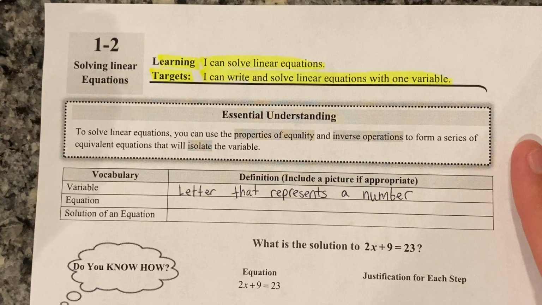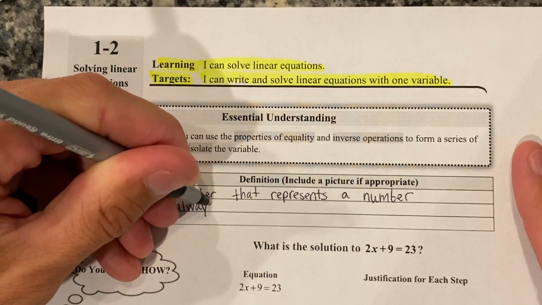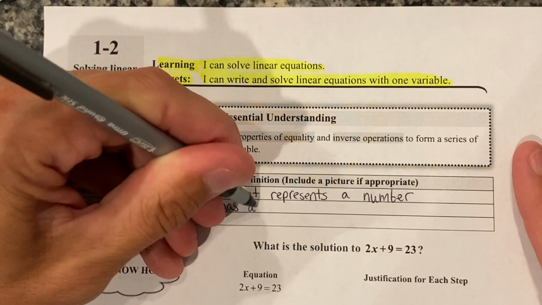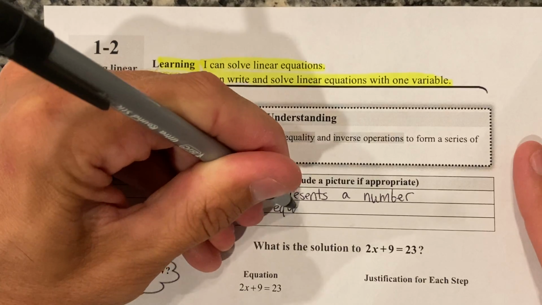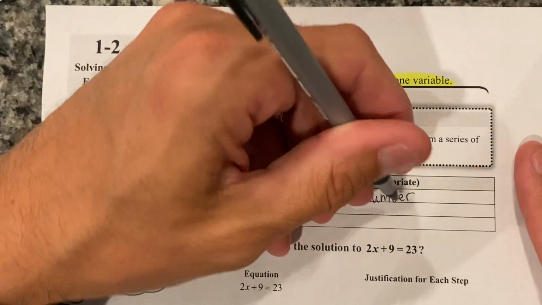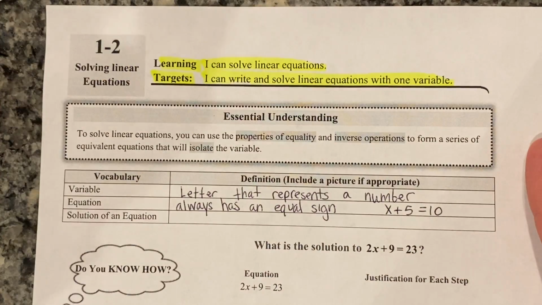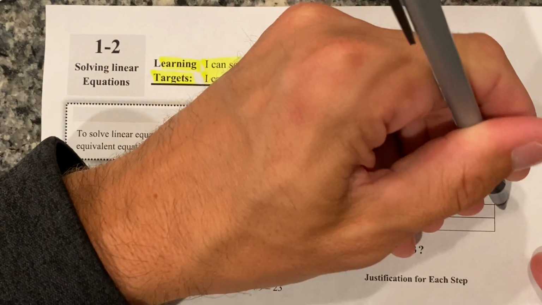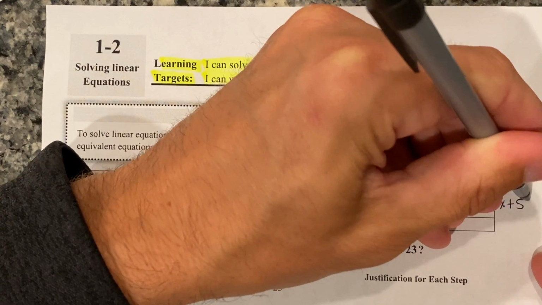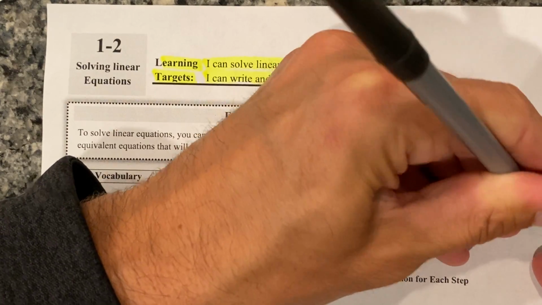Then we also have an equation. An equation always has an equal sign. For example, if we had x plus 5 equals 10, that's an equation. But if I take the 10 off and have just x plus 5, that is an expression. Two different things.